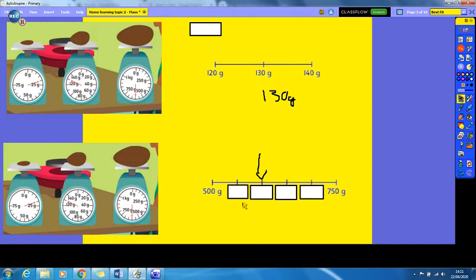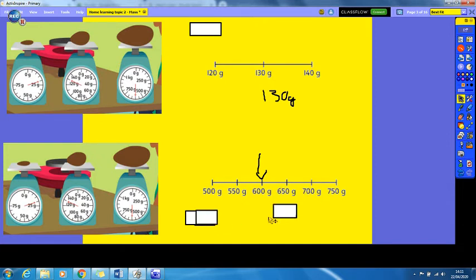Perfect. So we know that our intervals go up in 50s, and the biggest potato weighs 600 grams. So we know that our biggest potato was the heaviest. Okay, so that's how we work out our number lines. Remember it's 600 grams as well.